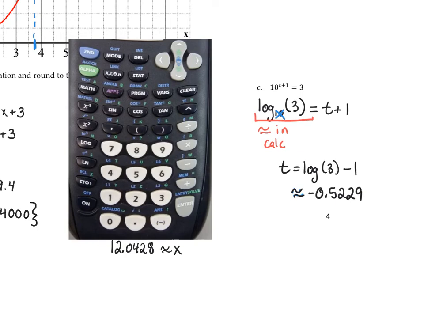And to check, we would just put that back into the original equation. And the answer I get in my calculator is 2.9998, which does round to 3, so it checks. So we're going to put our answer in a solution set with it rounded. So if you want, you can say approximately equals, and we should also do that on this previous example here.